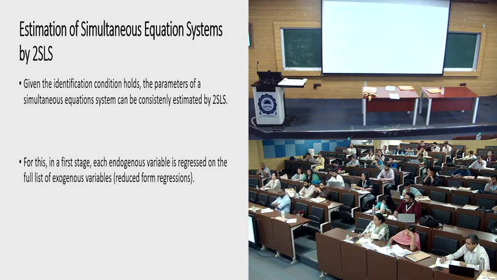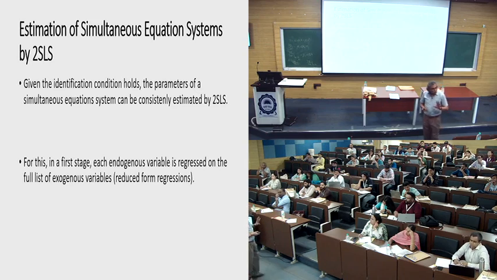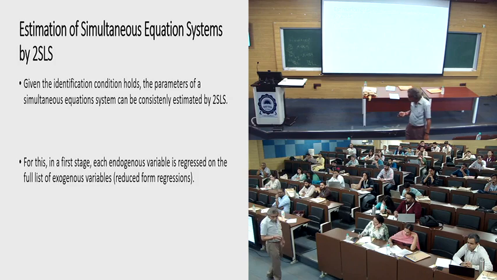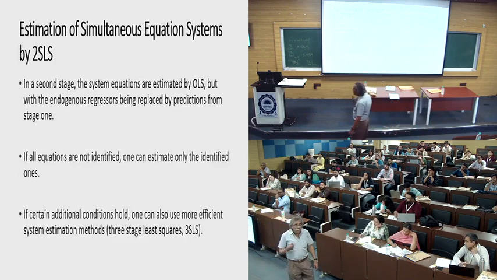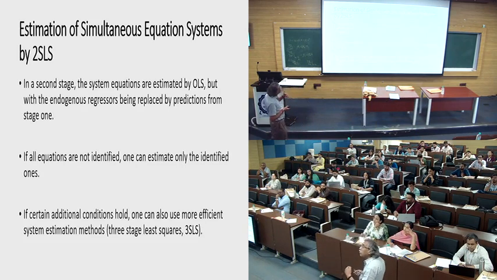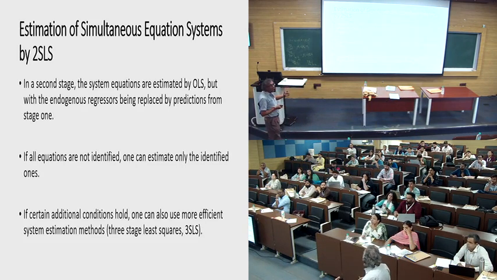Note, in a first stage, each endogenous variable is regressed on the full list of exogenous variables. That is the reduced form regression, and I get the fitted value. I replace the actual by the fitted and run the second stage regression. That's the way I think of it. In the second stage, the system equations are estimated by OLS, but with the endogenous regressors replaced by their predicted value.